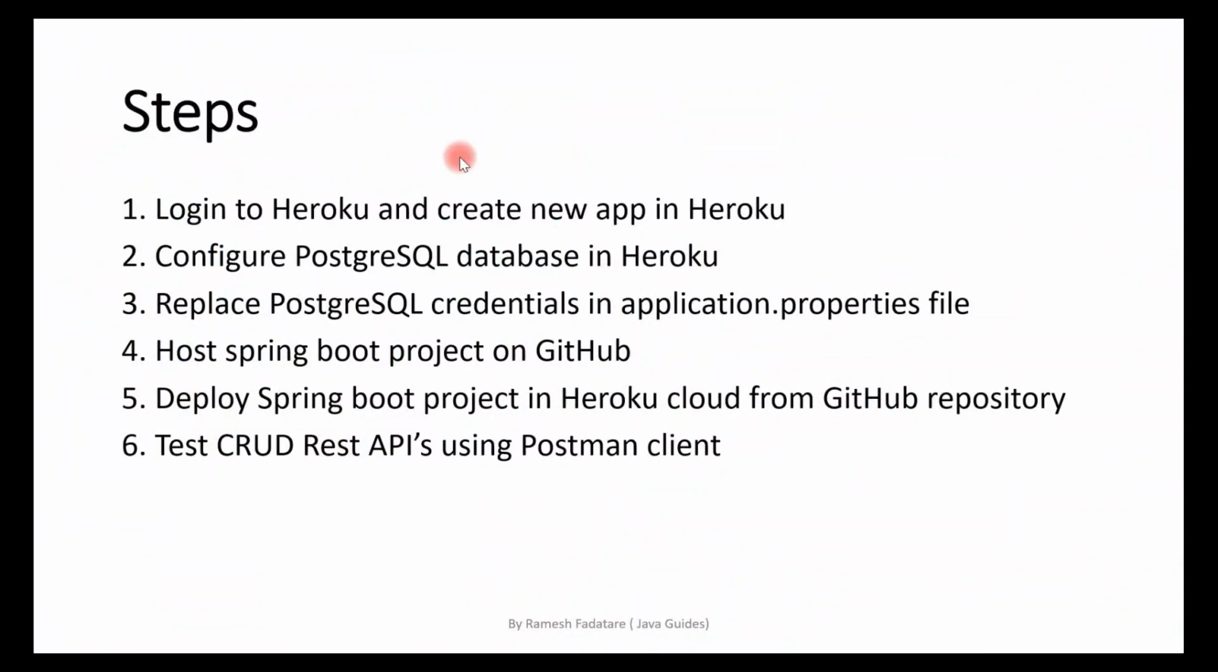So alright guys, let me summarize what we have done. We have logged into Heroku, created a new app in Heroku, and configured the PostgreSQL database in Heroku. We have replaced the local PostgreSQL credentials with the Heroku PostgreSQL database credentials in the application.properties file, and we have hosted the source code of our Spring Boot application on GitHub. We have deployed our Spring Boot project in Heroku using the GitHub deployment method provided by Heroku, and we have tested all the CRUD REST APIs using the Postman REST client.